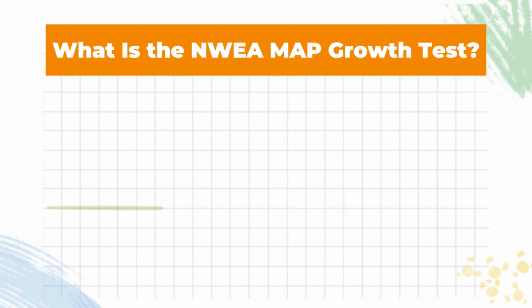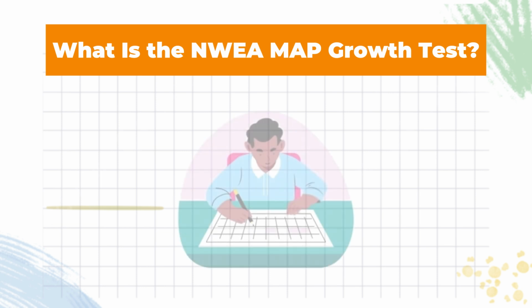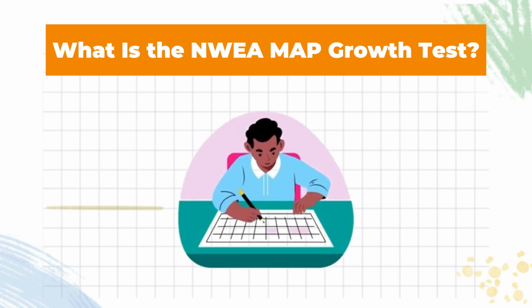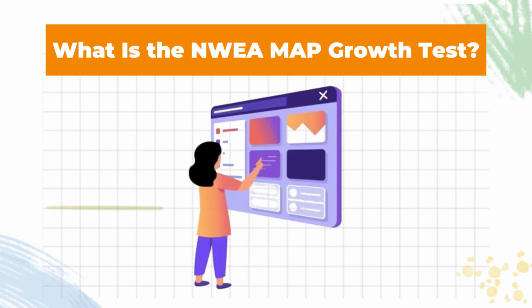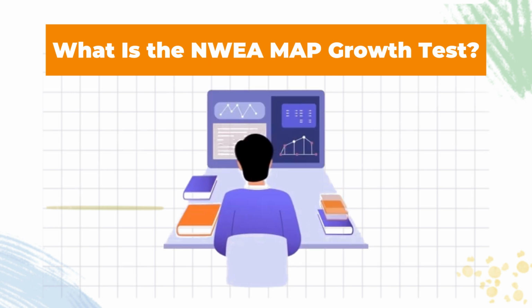Let's get started. The NWEA MAP Growth is an adaptive test. This means the test adjusts based on your child's answers. When a child answers correctly, the next questions become harder. When a child answers incorrectly, the test gives easier questions. This helps the test measure your child's current academic level more accurately.